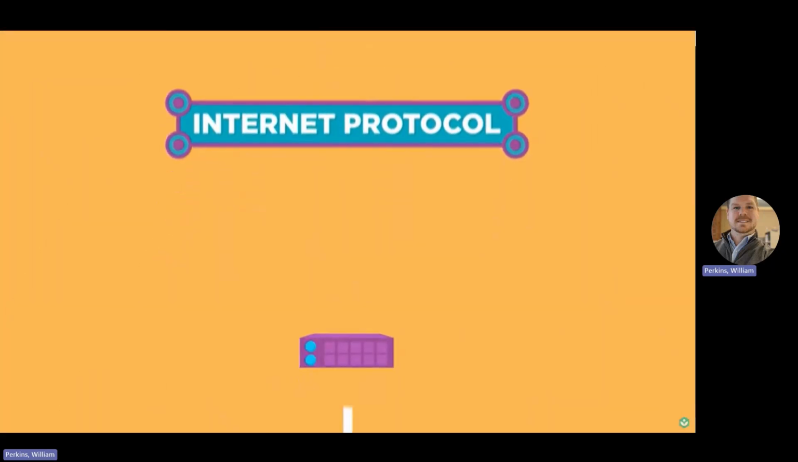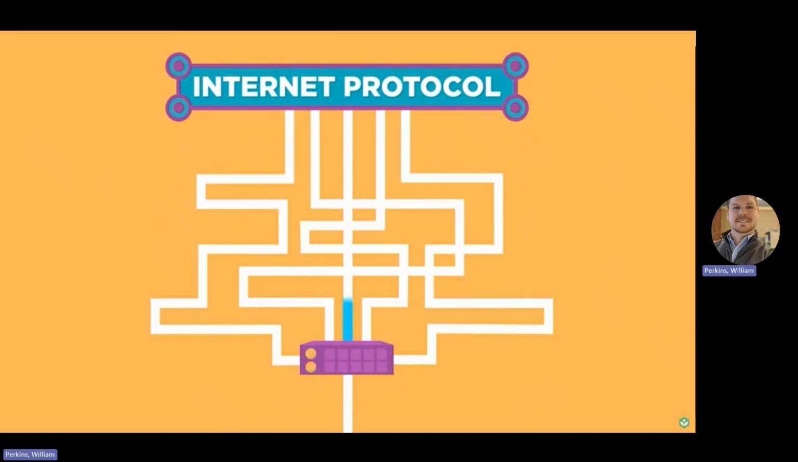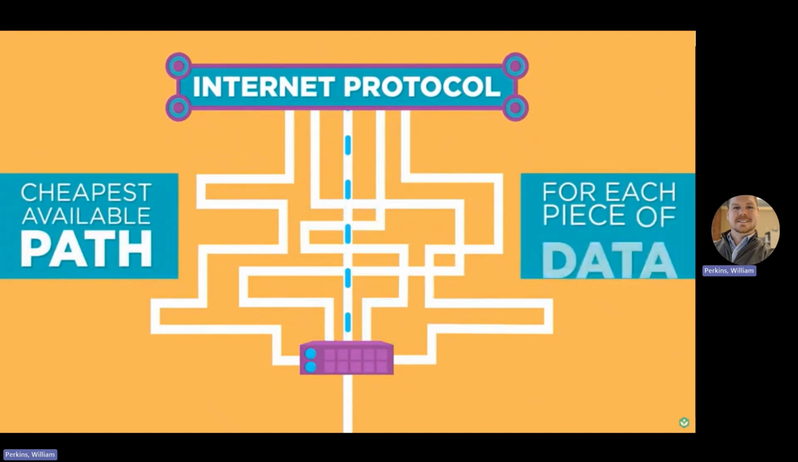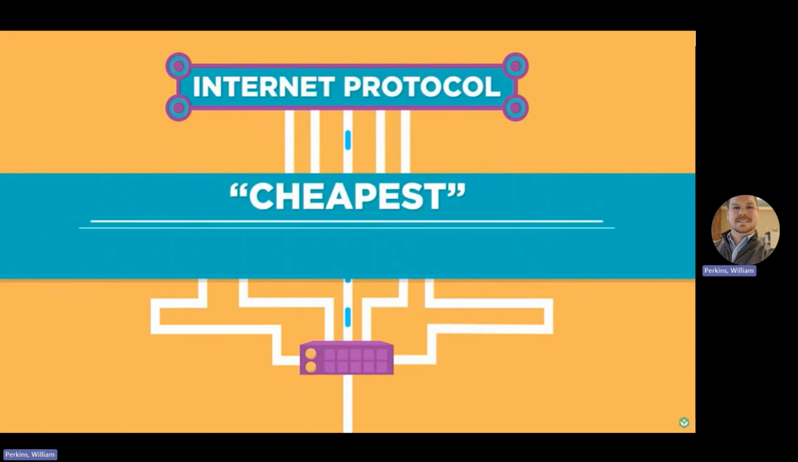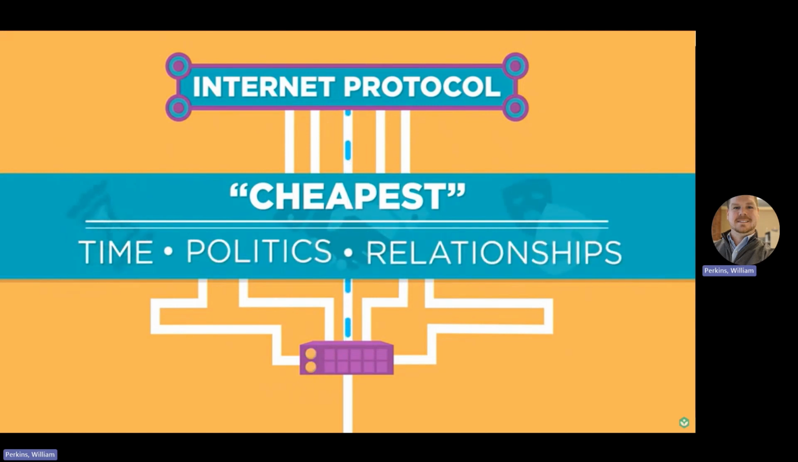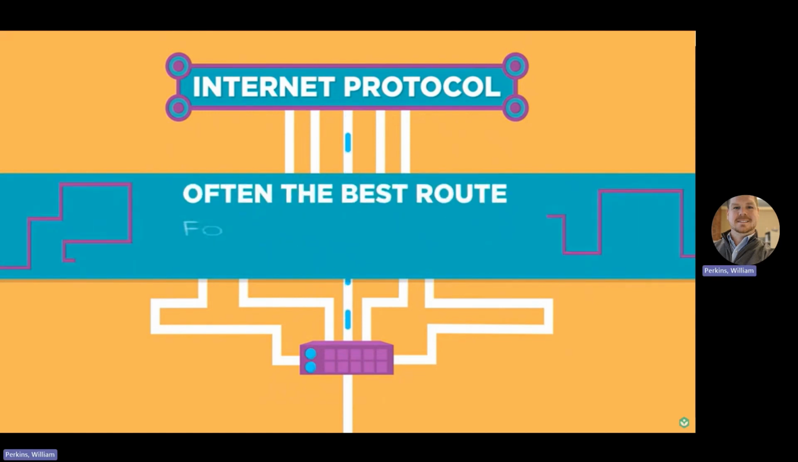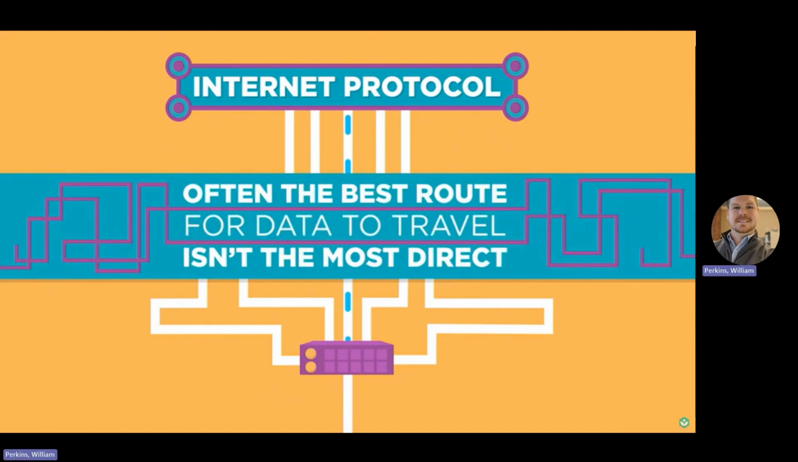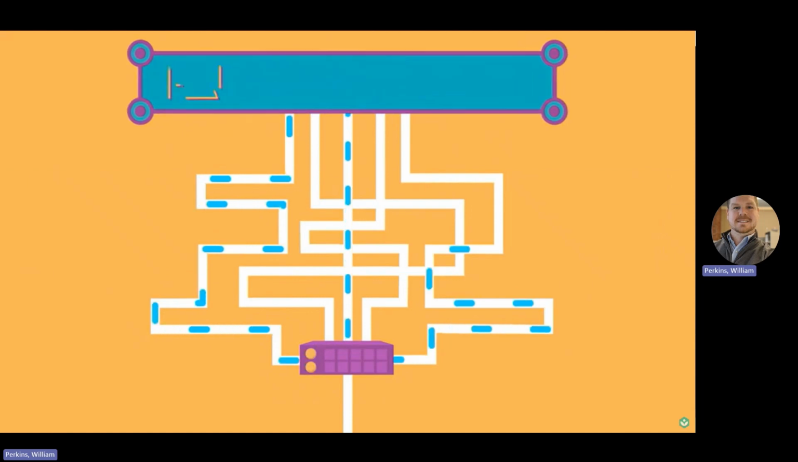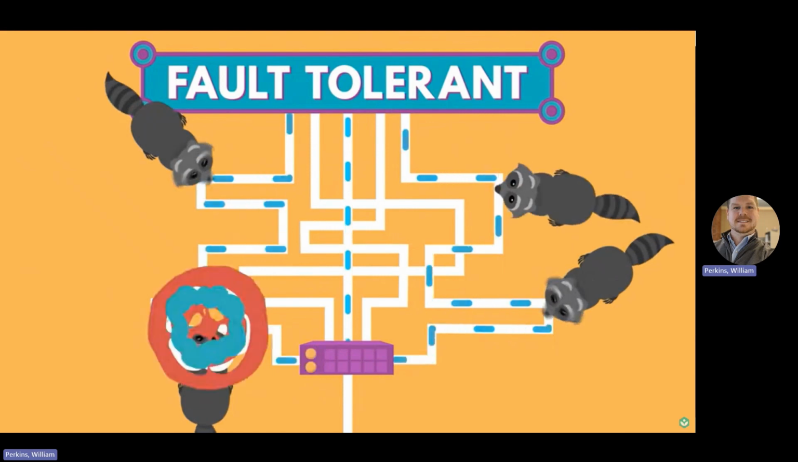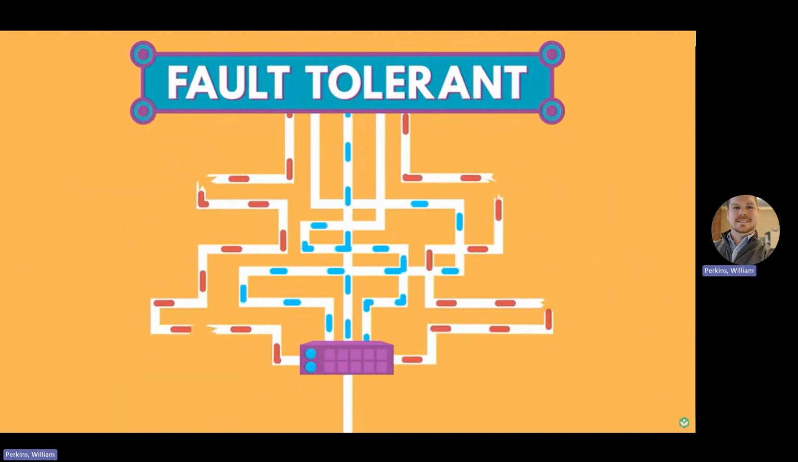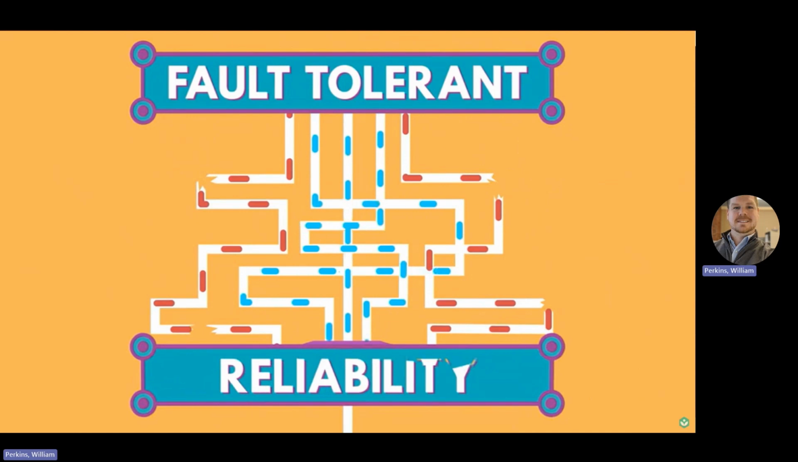So let's talk about how this works. As part of the Internet Protocol, every router keeps track of multiple paths for sending packets, and it chooses the cheapest available path for each piece of data based on destination IP address for the packet. Cheapest in this case doesn't mean cost, but time and non-technical factors such as politics and relationships between companies. Often the best route for data to travel isn't necessarily the most direct. Having options for paths makes the network fault tolerant, which means the network can keep sending packets even if something goes horribly, horribly wrong. This is the basis for a key principle of the internet, reliability.